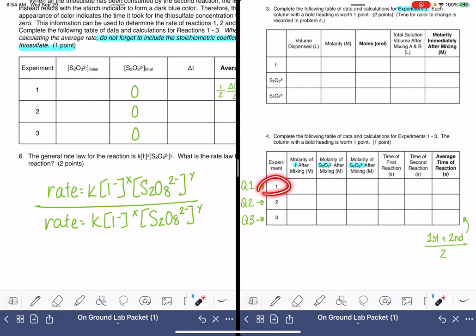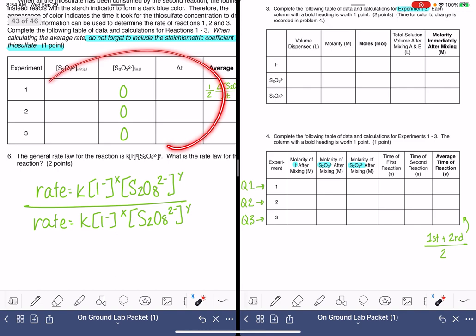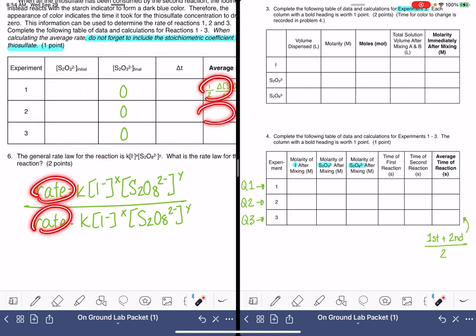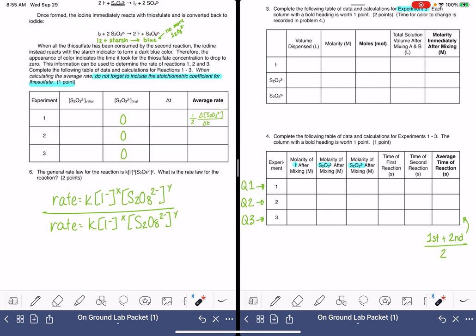So let's say that we're choosing experiment number 1 and 2. You're going to plug in the molarities of I minus for each one of these. You're going to plug in the concentration of S2O8 for each one of these. You're going to use the rate from this data table right here, so you plug in the rate and plug in the rate. Then you do whatever cancellations you need to do and solve for y. And then you'll repeat that process again, just like we've done in class, to solve for the other exponent as well. This will give you the rate law.